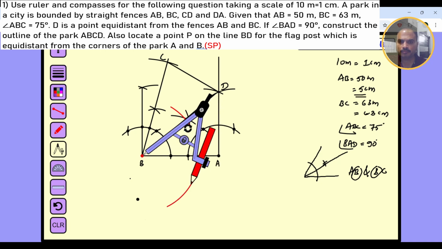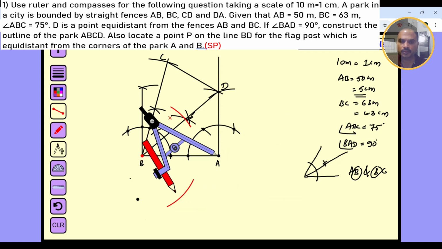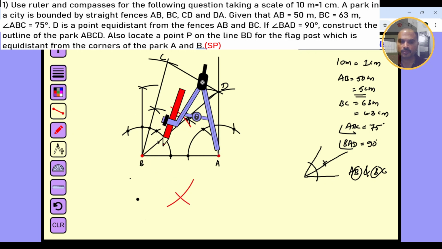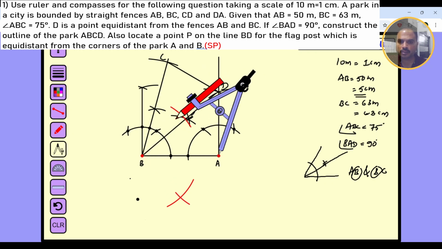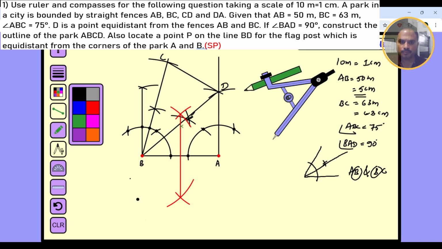of AB. Now don't change the length of the compass, keep it at this point and draw one more arc to cut the earlier one. So this is the line what I require now. Okay, so this is the locus of the point which is equidistant from A and B. So now the point what I require is here. Okay, this is the point I require, P.